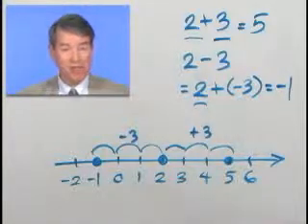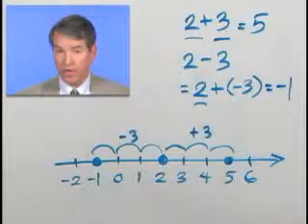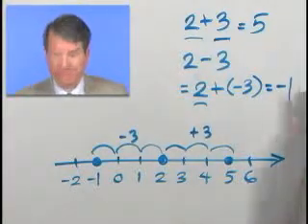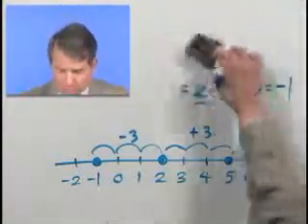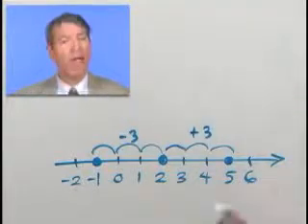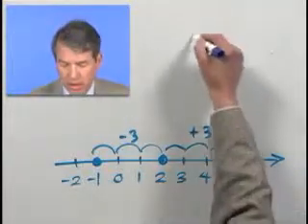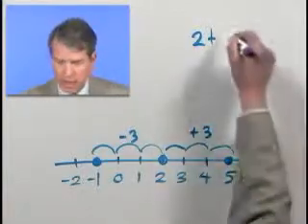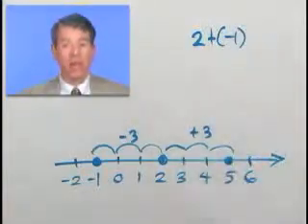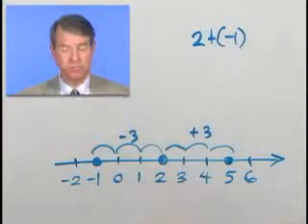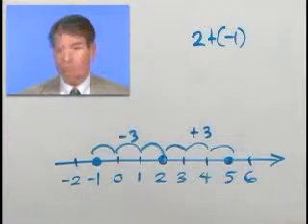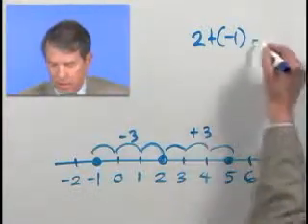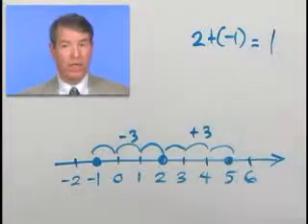You can do the same thing if you're adding or subtracting a negative number. For example, if I'm going to take 2 and add a negative 1, I'm simply going to start at 2 and move left 1. I'm adding a negative. And I get 1 when I do that.